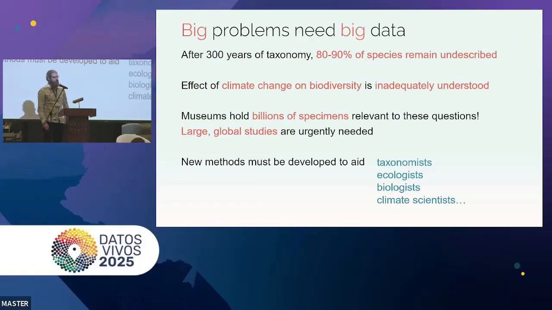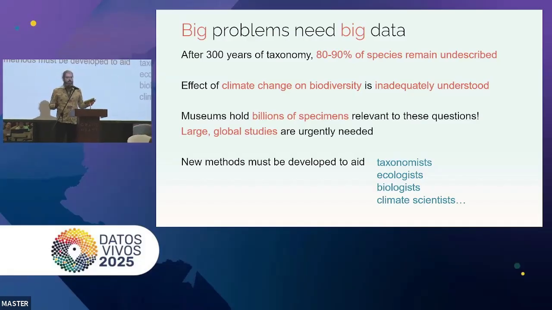So I think the first two statements here you will not find very controversial. We still don't know enough about the species that exist on the planet, and we don't know enough about how they are changing, how biodiversity is changing due to climate change and other human effects. But perhaps you're not so convinced that museums are the answer to this.